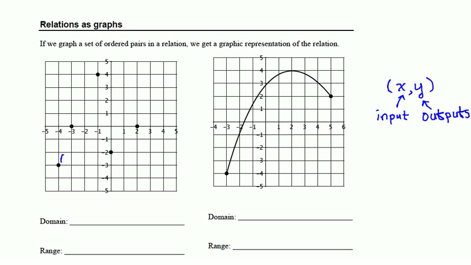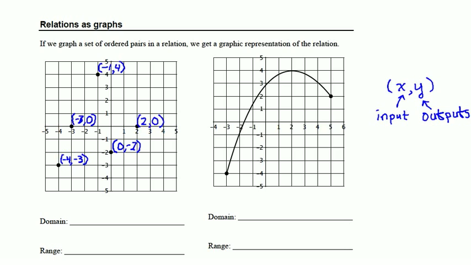So if we start by labeling coordinates, this one is -4, -3. This one here is -3, 0. Up here we have -1, 4. Down here we have 0, -2, and over here we have 2, 0. What we're going to do is list all of the numbers that are an x-coordinate of one of those points.